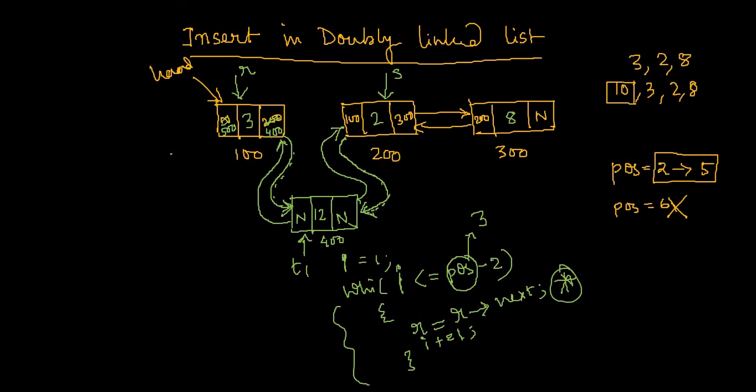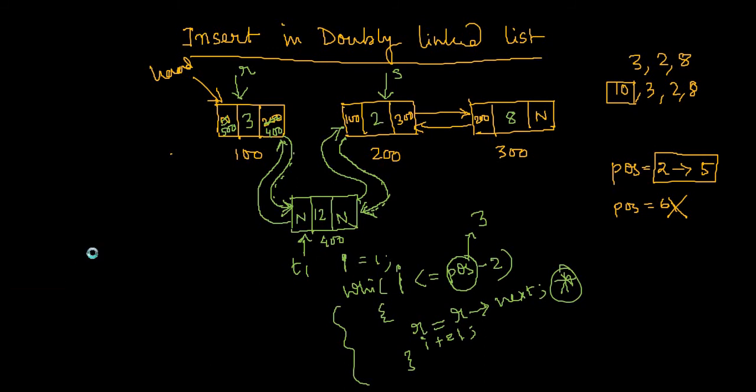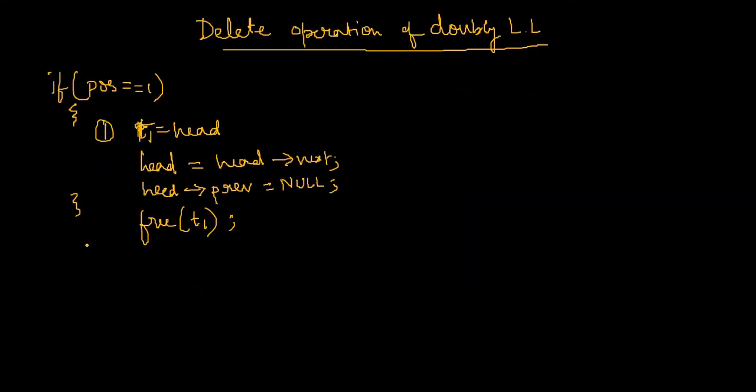So now it's done. Your first node has been deleted. It's very easy, I think. You can easily realize that it's going to be very easy to delete the first node. But if it is in else, then what to do?